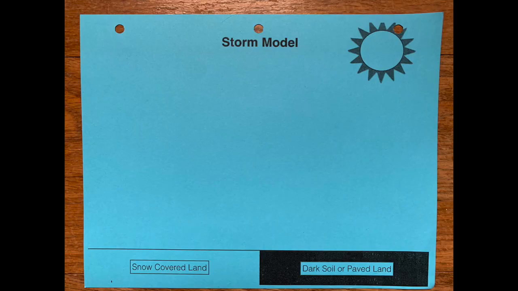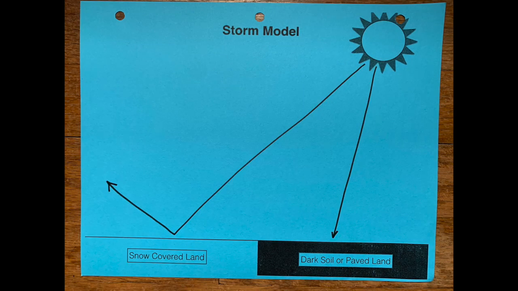Okay, at this point, our storm model started off with the snow-covered land and the dark-colored land, and that caused some differences in temperature. The sunlight comes down, it hits the dark soil like farmland down in southern Illinois, and it gets absorbed. It turns into heat, and it hits snow-covered land like what's up in Canada right now still, and reflects off.